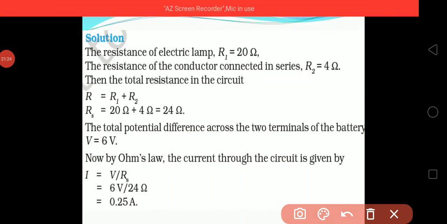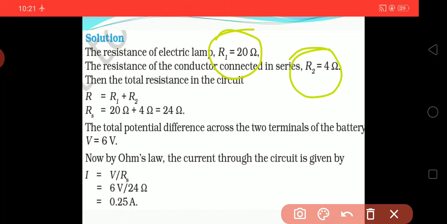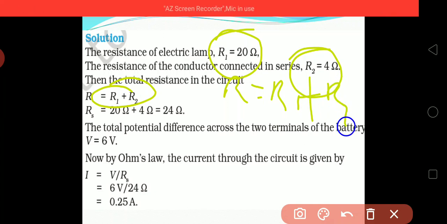The resistance of the electric lamp is R1 = 20 ohm. In the same way, the conductor is R2 = 4 ohm. So the total resistance will be R = R1 + R2. Why R1 + R2? Because they are connected in series. So it is 20 ohm plus 4 ohm, which is 24 ohm. So the total will be 24 ohm.